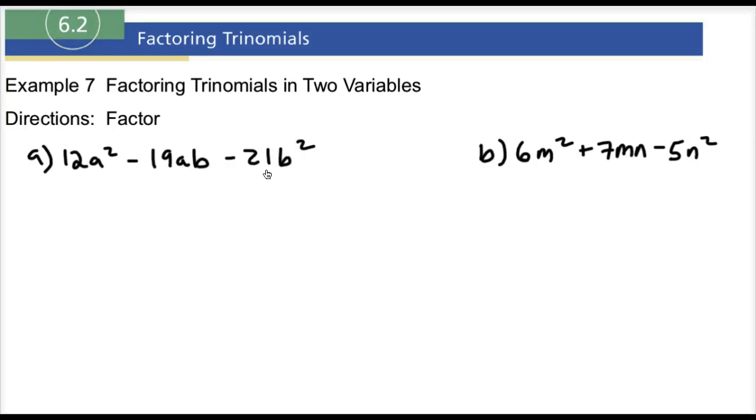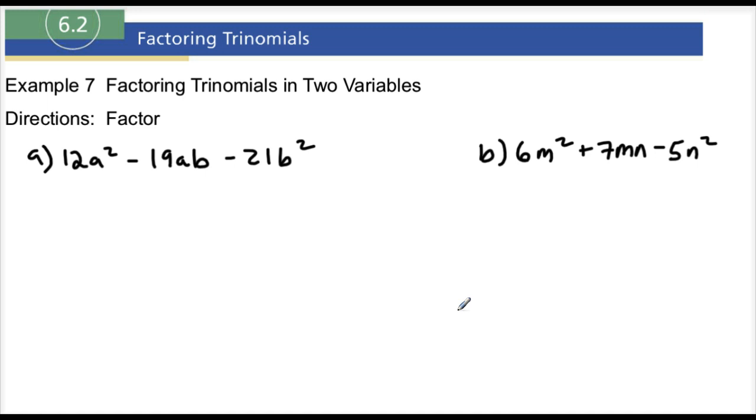Let's try factoring these trinomials. Now these have two different variables in one of the factoring problems. And I'm going to take a slightly different approach than I did in examples 5 and 6, in that I'm not going to do my whole diamond thing. I'm actually going to do a guess and check method. And this kind of method actually is usually faster.